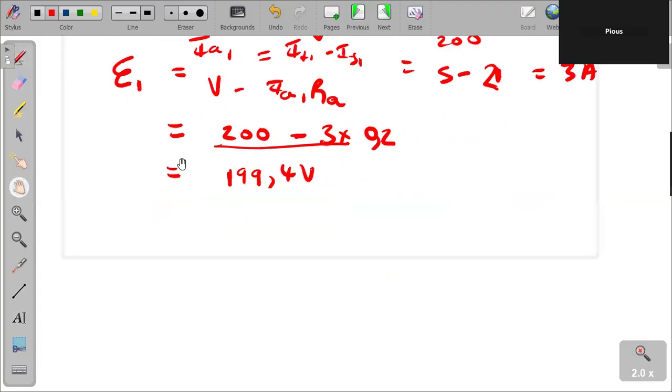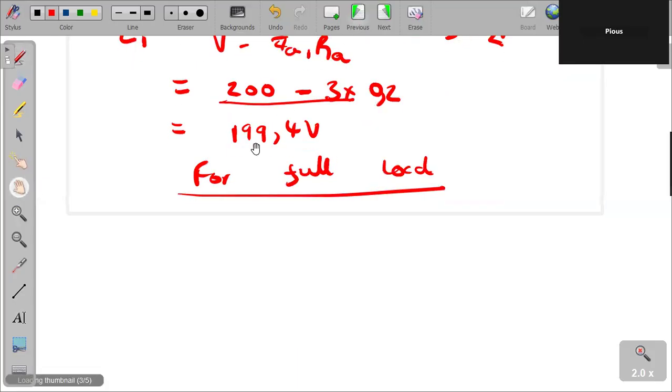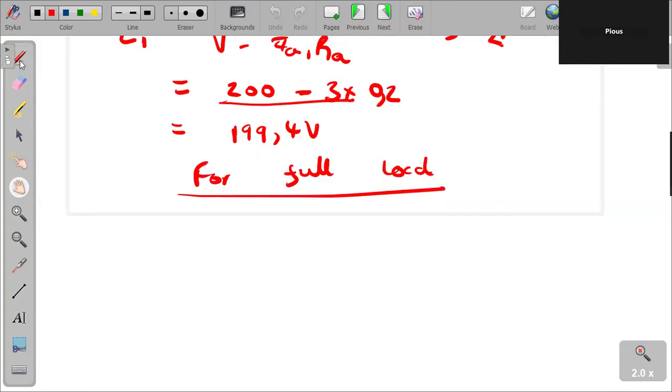Let's go to the full load conditions. For full load, we have been given the output power. We don't have the input power. We have been given the output power, but in the same sense, we have also been given the efficiency. They say that the efficiency is 82% at that full load condition. For that reason, we can determine the P in from that formula.